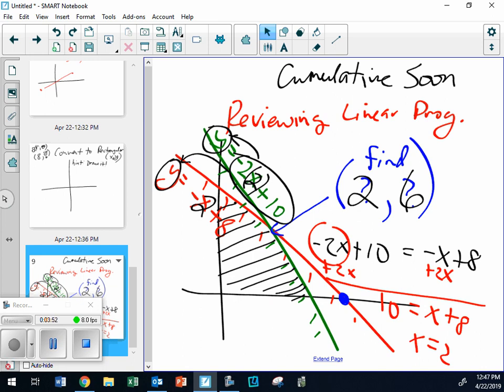It's not part of the feasible region. It would have to be here. So a lot of times people found an intersection point, but it wasn't a corner of the feasible region. Okay, so watch out for that.